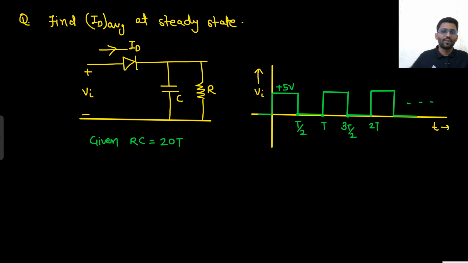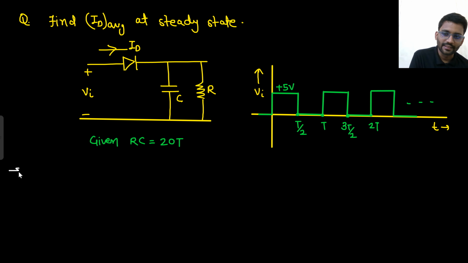So this is the next problem. We have to find the average diode current at steady state. This is the question and the input applied is 5, 0, 5, 0, 5, 0. You have to find the steady state diode average current, ID average at steady state. And the RC value is 20T, which is very large but still considerable. So what will happen? Let's see that.